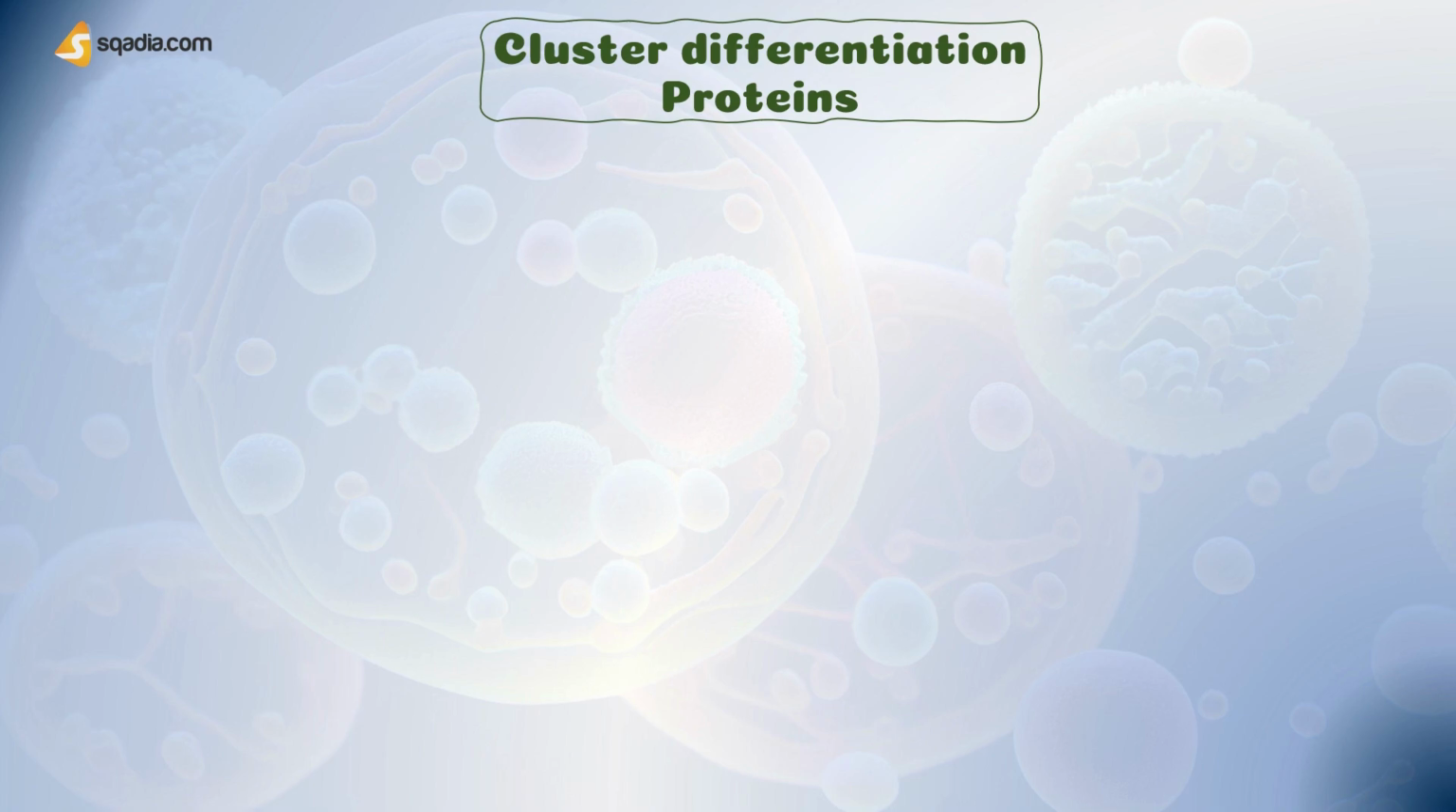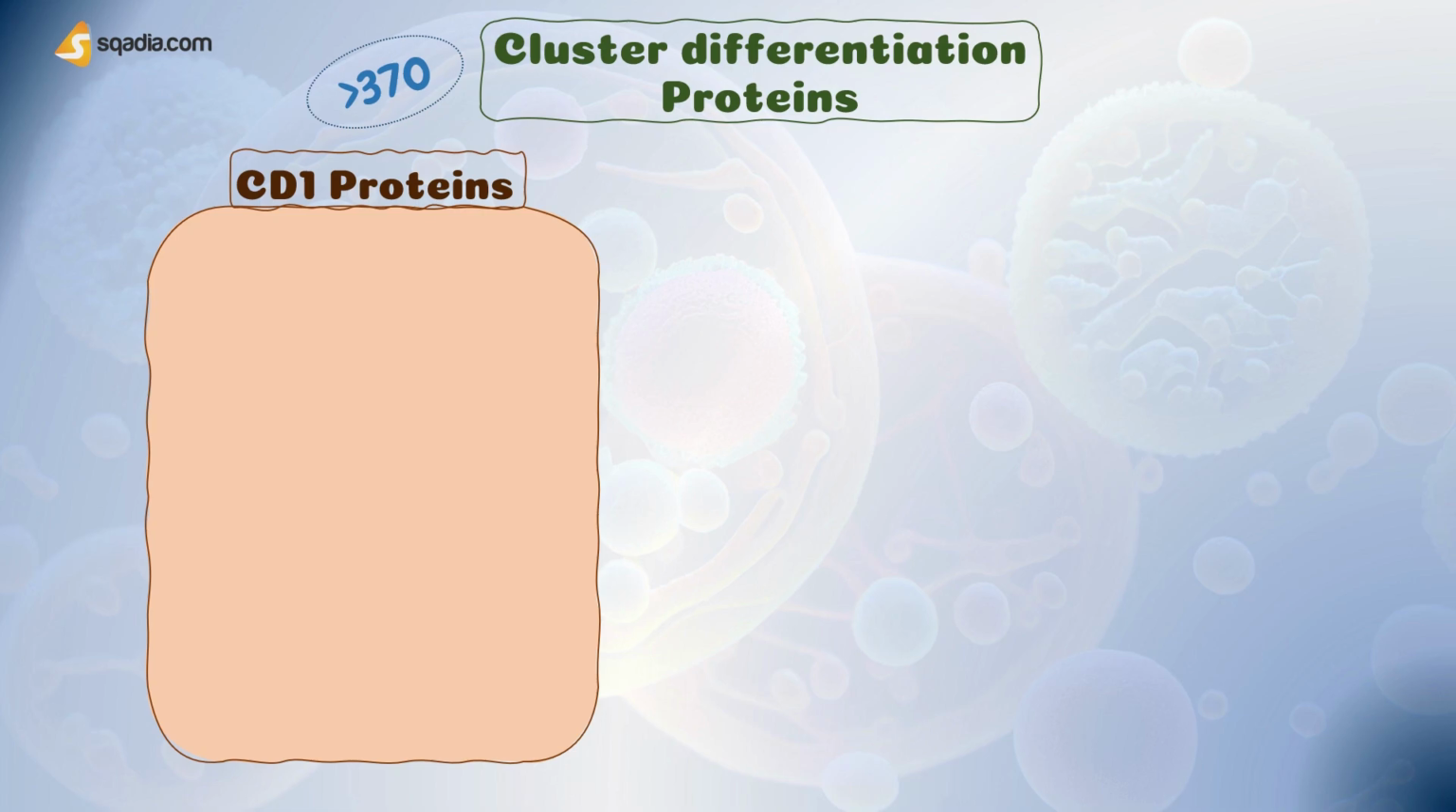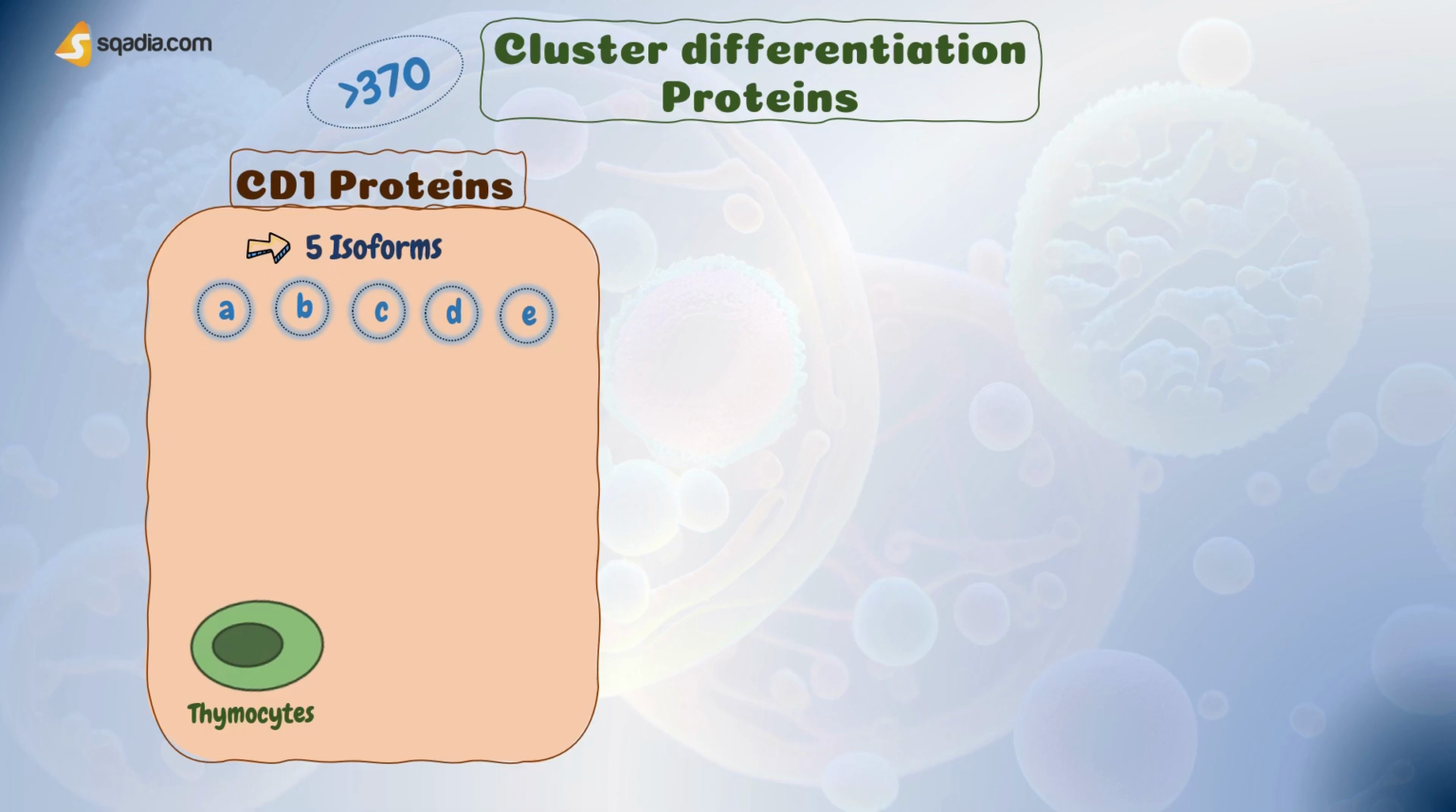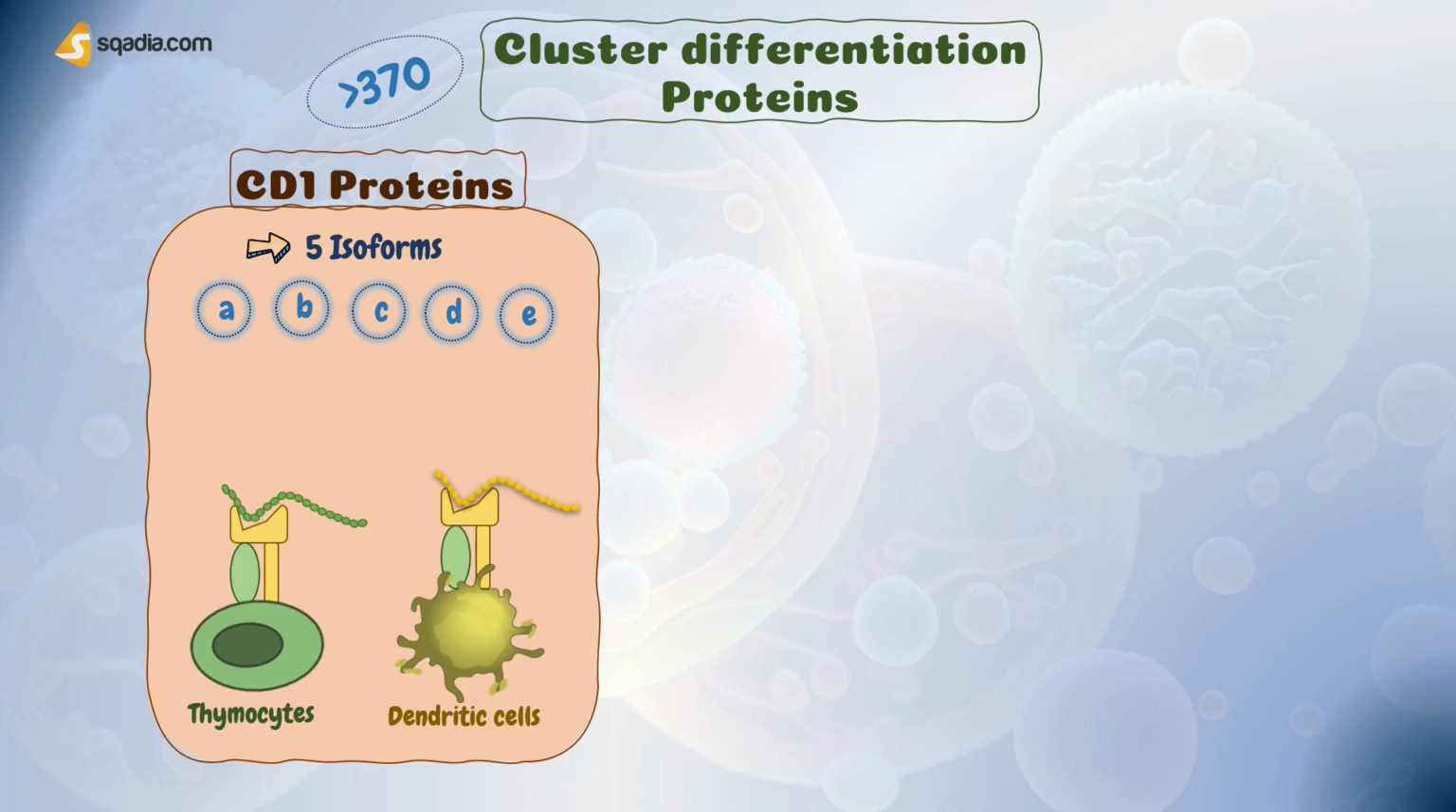So, now let's look at these CD molecules in more detail. But there are over 370 recognized CD proteins, so we will not discuss each of them. But we will look at those that are particularly related to human T cells. Starting with CD1 proteins. Well, CD1 protein has 5 isoforms. That is A, B, C, D, and E. And these differentiation proteins are not expressed on T cells, but are found majorly on thymocytes, that are immature T cells, and dendritic cells, but are involved in presentation of lipid-containing antigens to the T cells.